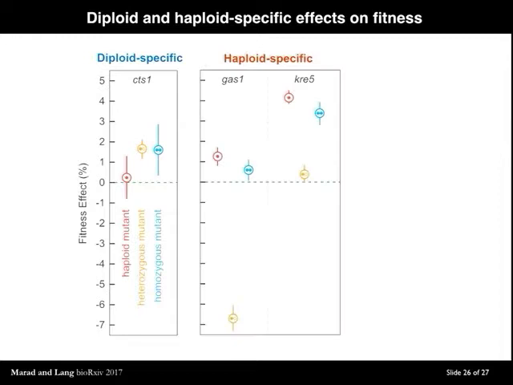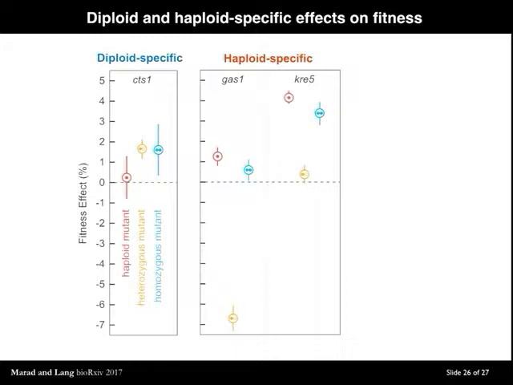If we look at some haploid-specific mutations, I'll go through KRE5 first. It's beneficial as a haploid. If we can make it as a homozygous diploid, it would be beneficial, so that's shown in blue. But it never arises and never gets to be a homozygous diploid because it's neutral as a heterozygote. We can't find a significant fitness advantage.